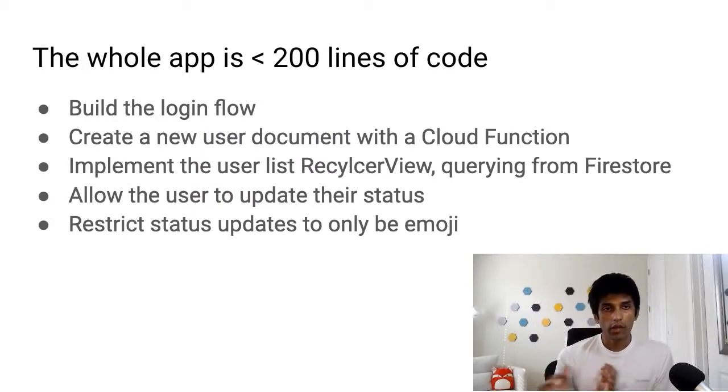So even though there's actually a few moving pieces here, the whole app is less than 200 lines of code. And the way I want to build this out with you is first, in the next video, we're going to be building the login flow. Then we're going to create a new user document with a cloud function. So whenever the user signs up, we're going to create a new user document. Then we're going to implement that list of users in a recycler view, and we're going to query from Firestore to get that data. Then we're going to be allowing the user to update their status using that edit icon. And finally, we're going to restrict the entry of what you can put in that edit text to only be emoji.